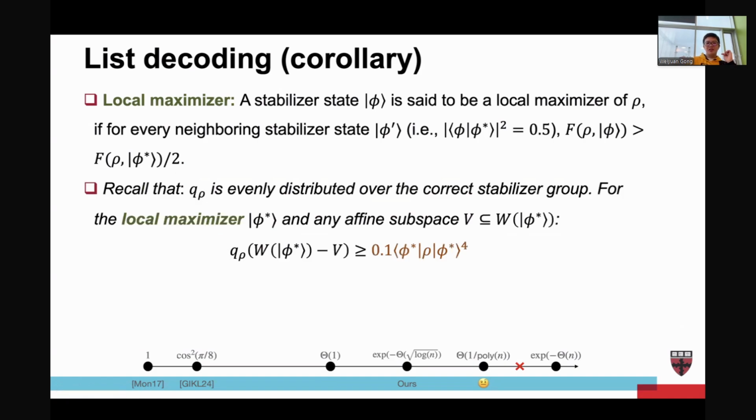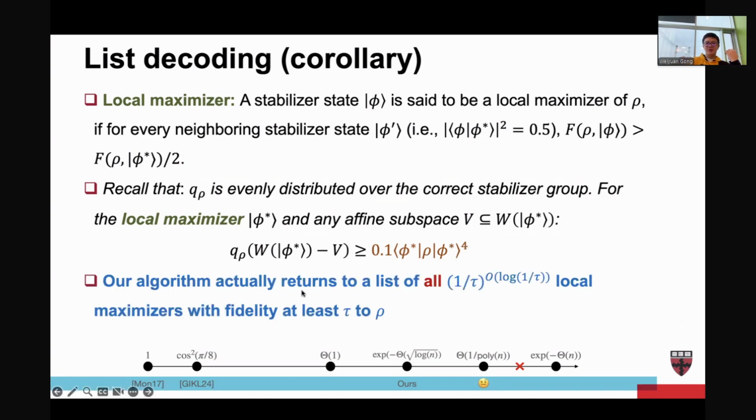And we also have Q rho evenly distributed over the correct stabilizer group. So for every local maximizer phi star, this inequality also holds. And our algorithm will actually return a list of all these local maximizers that have fidelity at least tau to rho. So our algorithm will output all the candidates for the correct answers. And this is like list decoding in coding theory.